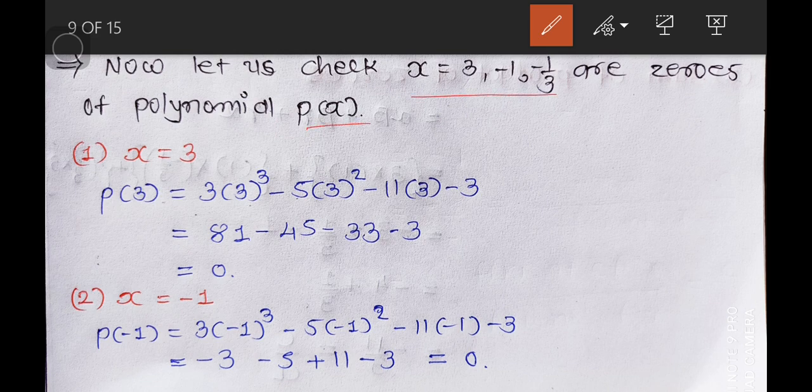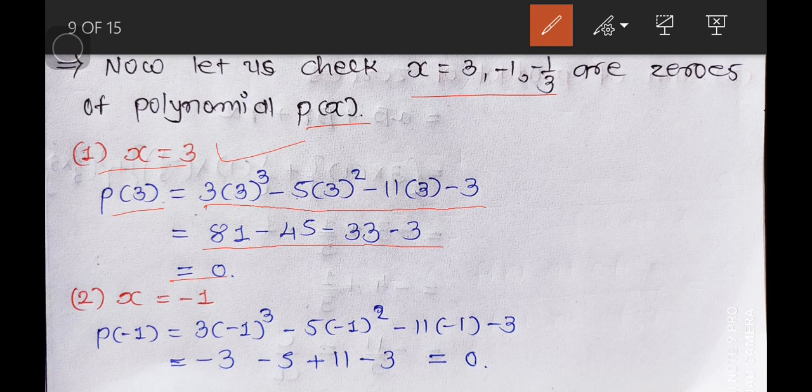So now first value is 3, so x is equal to 3. So now we put in p of x or we replace x by 3, and if we get 0, then it will be a zero of given polynomial. So p of 3 is equal to 3 into 3 cube minus 5 into 3 raised to square minus 11 into 3 minus 3. So here 81 minus 45 minus 33 minus 3, and at last we get that it is equal to 0. So x is equal to 3 is a zero of given polynomial.